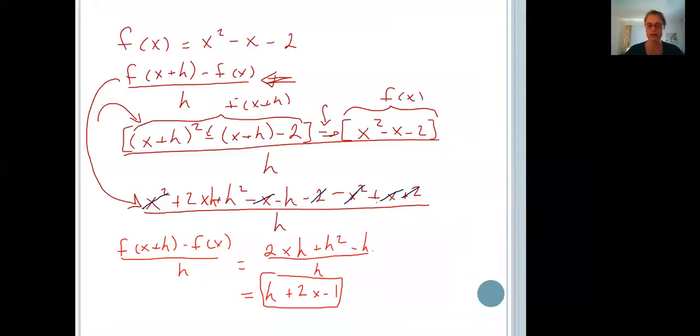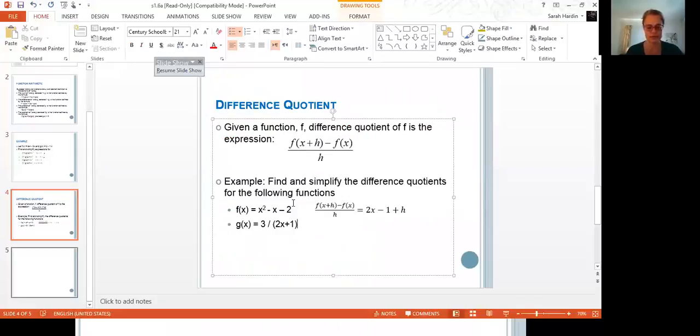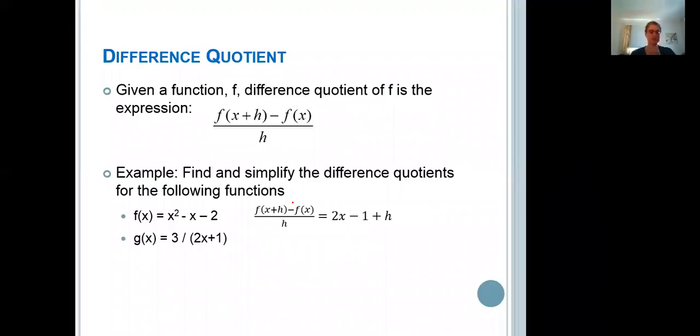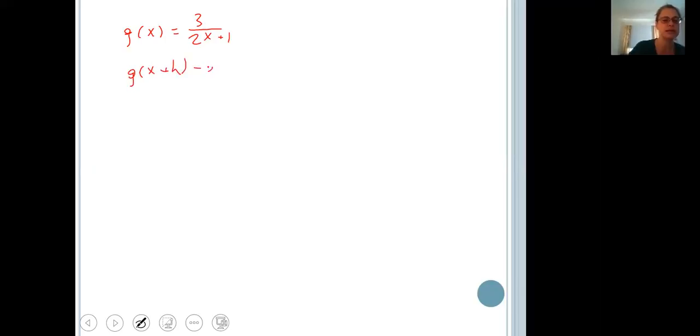So let's go back out here. And you know what? Let's just make another blank slide. I really like being able to do that. And let's try the same thing with g of x equals 3 over 2x plus 1. And what I want to find is g of x plus h minus g of x all over h.